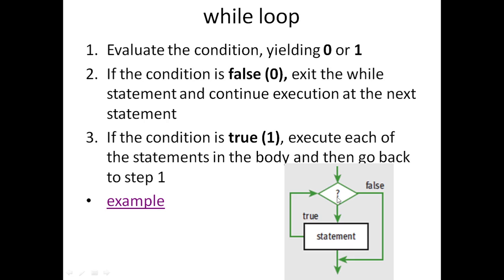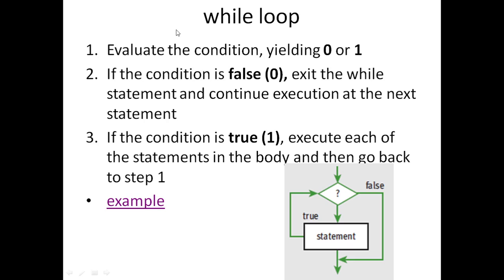You can see this in the figure. We check the condition; if it is false, it will execute the statements after the while loop. If the condition is true, it will execute the statements inside the loop. After that, it will again check the condition, and if it is true, it will execute the statements again, and it will go on repeating. These are the steps involved in a while loop.